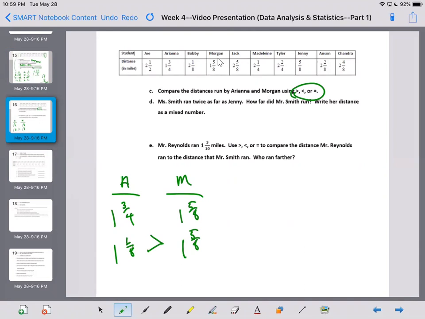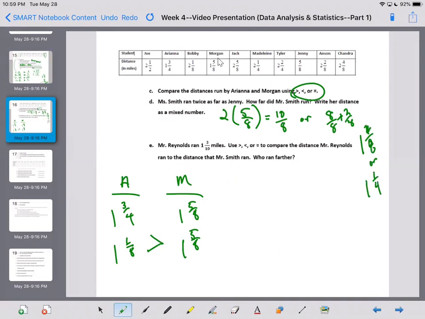We could say that Ms. Smith ran twice as far as Jenny. So she ran twice as far as Jenny. So now we're looking at, well, 2 groups of 5/8 is the same as 10/8. And that would be the same as 8/8 plus 2/8, which would be 1 2/8, or 1 1/4.